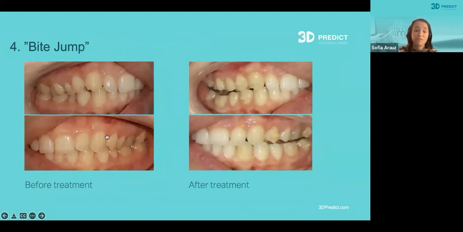The fourth reason for open bite at the end of treatment is what is called the bite jump. So this case is a class 2 patient, and you can see here at the end of treatment, the doctor had planned expansion and distalization for this particular case. But at the end of treatment, what happened is that the doctor didn't take into account that the teeth already had tight overjet. This ties back to my previous point.